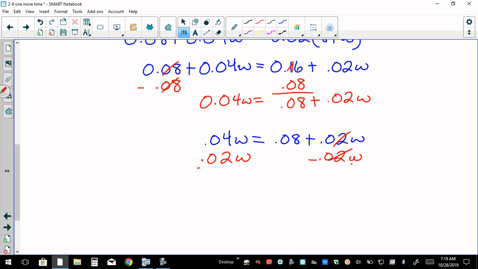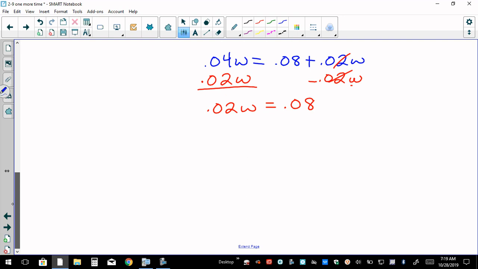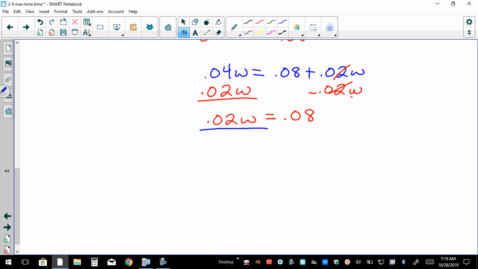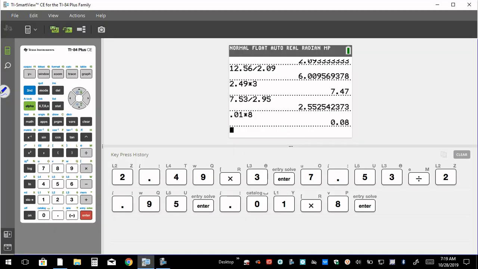0.02W on that side equals 0.08 on that side. Then if I divide to get W by itself, 0.02 is going to cancel those. 8 divided by 2 is 4, so if you do it on your calculator, don't forget the decimal places. You're going to go 0.08 divided by 0.02.